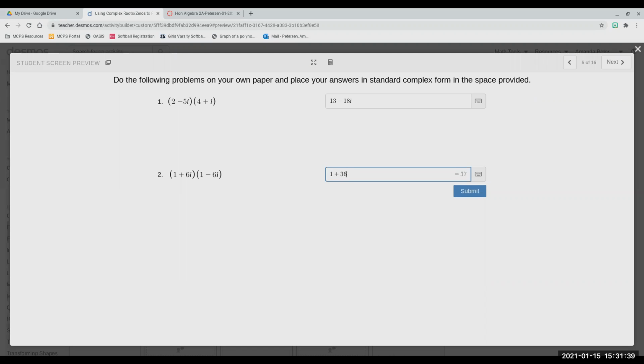Well, we got a nice little algebra problem here. 1 plus 36 is 37, and that's your final answer. And that is your final answer in standard complex form. So just because the imaginary number is not there doesn't mean it's not in complex form, because your imaginary number is 0i. We don't include stuff like 0i or 0x in our equations. So 37 is your final answer.